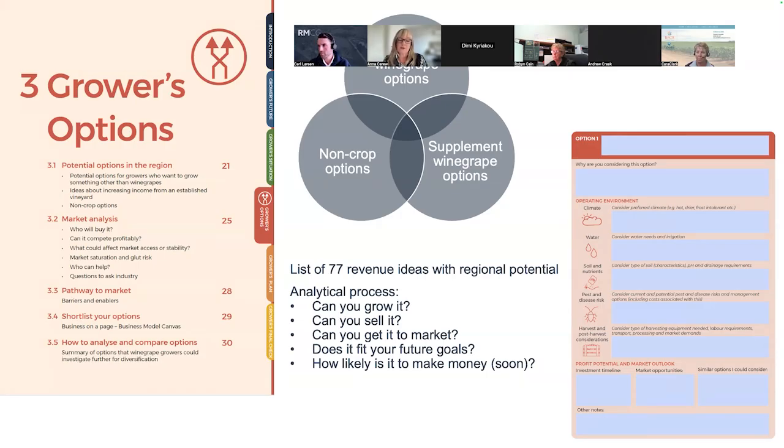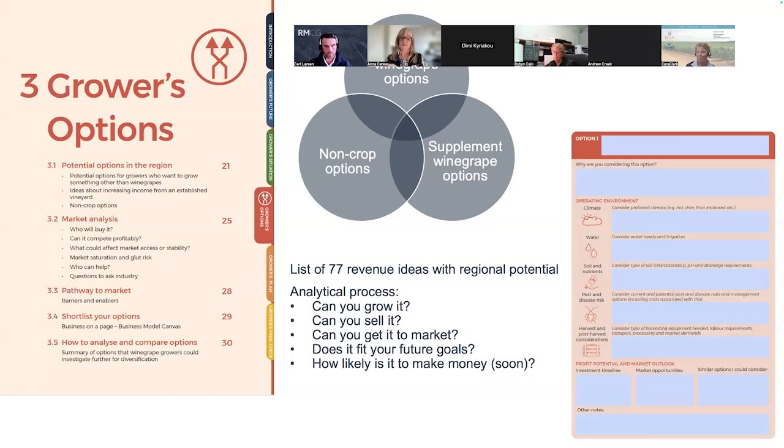So the revenue options are ideas. They are potentially hopeful. They might be the right option for the grower, but you won't know until you have supported them through the process of analysing their options. So this section is all about saying lots of things you could do. Let's pull it in and analyse it until we end up with something or several options, one would hope, 2 or 3 options maybe. Can you grow it? Can you sell it? Can you get it to market? Does it fit with your future goals? How soon is it likely to make money?